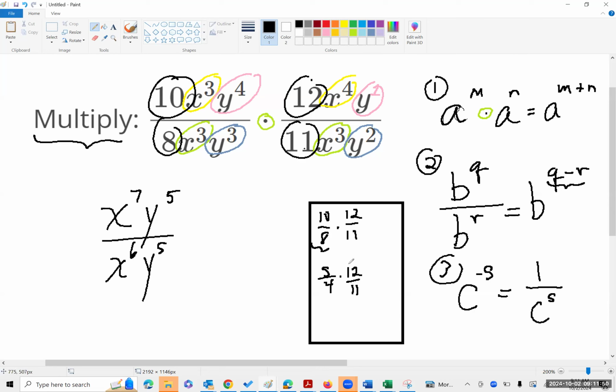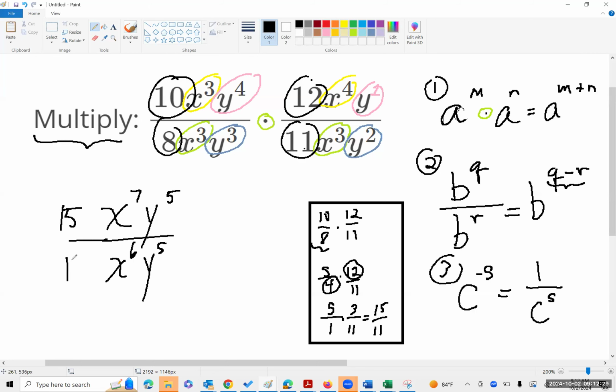And then you can, what I call cross cancel. 4 goes into 12 and 4 goes into 4. So 4 goes into 4 once, 4 goes into 12 3 times. So you end up with 15 over 11. The other way to have done this is just multiply the 10 and the 12. That gives you 120. 8 times 11 gives you 88. And then you can start reducing. But it's your choice how you go about that.